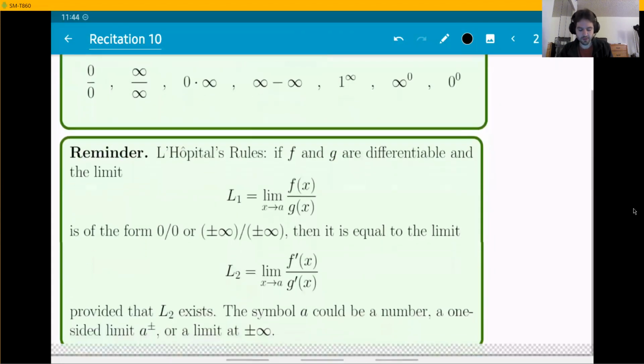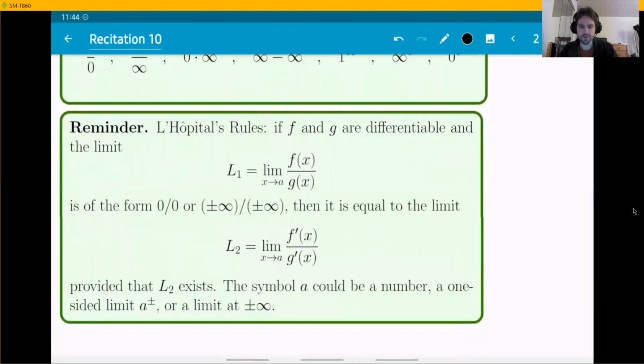And what are the L'Hopital rules? Well, if you have two functions, f and g, differentiable, and such that the limit of f over g is of these forms, 0 over 0, infinity over infinity, then it's going to be the same as the limit that I'm calling L2 here with f prime over g prime. This is not the quotient rule. We're not applying a derivative to the quotient. We're not doing that. We're just applying primes to each one of the functions separately.